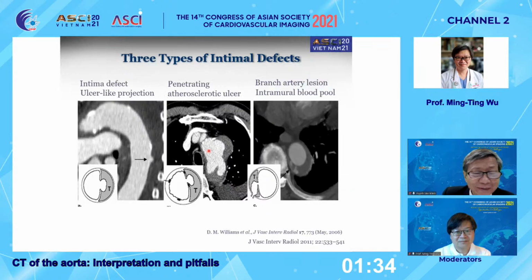Okay, now we have 3 types of intima defect and focal contrast enhancement. One is intima defect, called ulcer-like projection. One is penetrating atherosclerotic ulcers. It's irregular and pseudoaneurysm. One is branch artery, intramural blood pool. It is outside and a tiny communication. The prognosis is poor for these two and benign in this one.